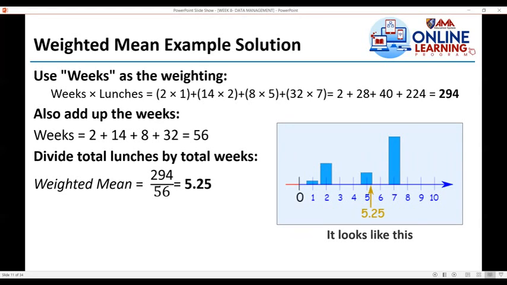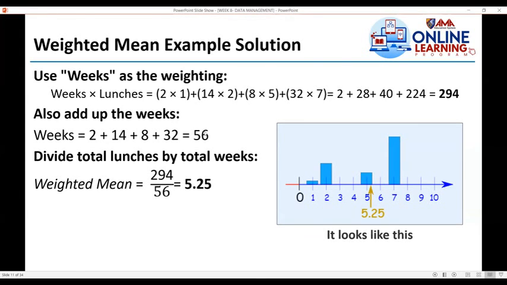Now, use weeks as the weighting. Weeks times lunches is equal to the quantity of 2 times 1 plus 14 times 2 plus 8 times 5 plus 32 times 7, which is equal to 2 plus 28 plus 40 plus 224, which is equal to 294. This is the summation of W times X. Also, add up the weeks. Weeks is equal to 2 plus 14 plus 8 plus 32, which is equal to 56. So this is the summation of W. I repeat, this is the summation of W times X, and this is the summation of W.